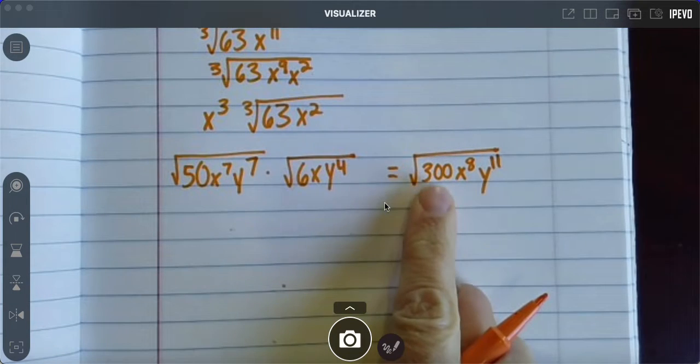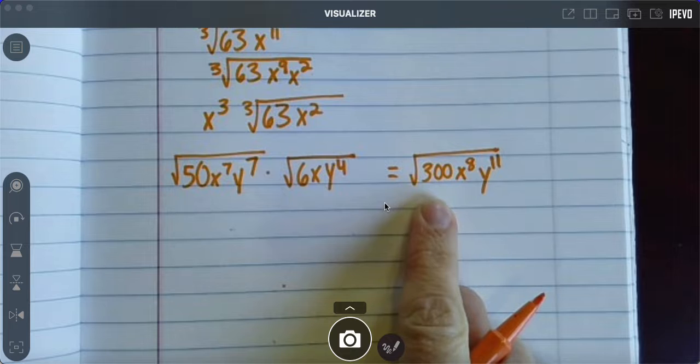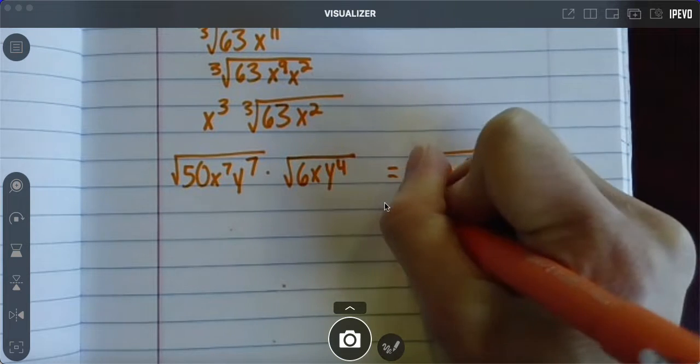Now, I can find a perfect square. What is it going to be? What goes into 300? It's pretty obvious. 100. You're looking for the biggest one that's a perfect square. 100 goes into 300. So let me rewrite that.